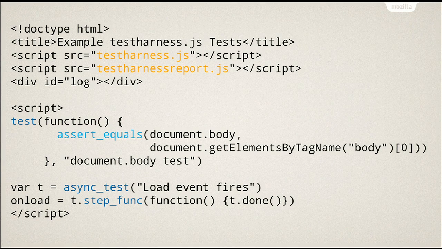We also have this concept of asynchronous tests. A lot of the web platform is asynchronous and depends on events or promises or whatever. So the example I have here is just a test that the load event fires when the document is done loading. We call this async test function with a test name, and it will give us back a test object. On that, we have this step function. In this case, what it's saying is, when onload fires, give me a function back that will be called, and it will basically run this t.done, which marks the test as done.